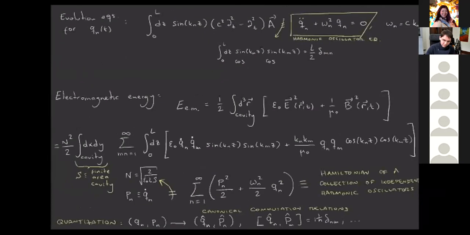And otherwise, if there are no questions, then what I will do now is, well, we have shown that the electromagnetic field is just a collection of harmonic oscillators. So the quantum theory of the electromagnetic field is nothing but the quantum theory of the harmonic oscillator. So what we are going to do for the next couple of weeks is I will review and explain to you the quantum theory of the harmonic oscillator.